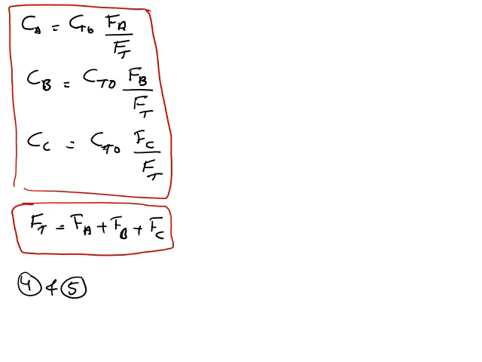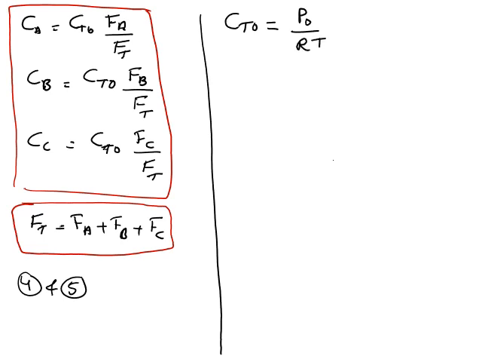There are no parameters we need to evaluate. Oops, we have Ct naught. Okay, so let's evaluate Ct naught. What does the total concentration at the entrance equal? Well, you guys know that total concentration equals P naught over R T naught. Of course, both P naught and T naught are constant. So you don't need to write the naught if you don't want.